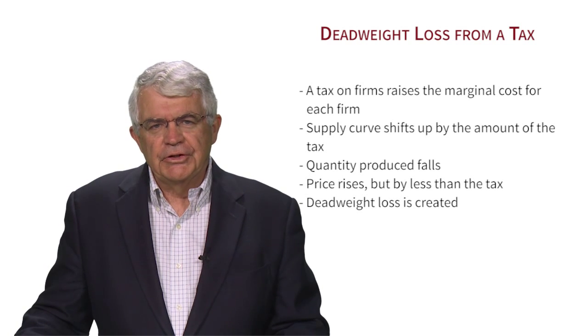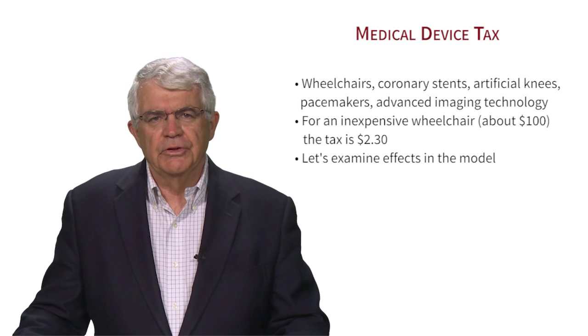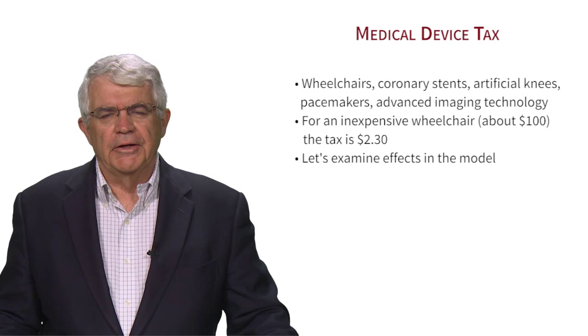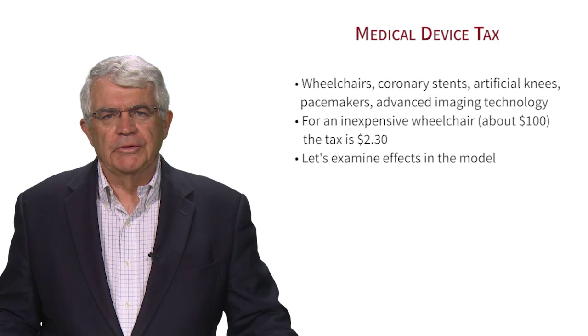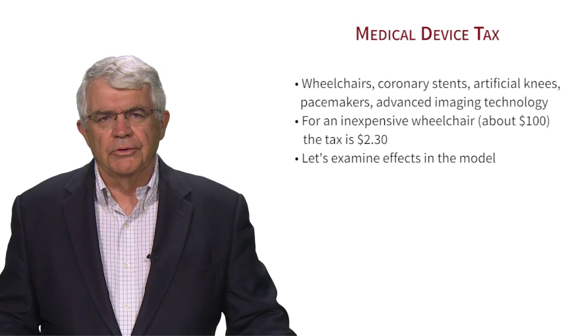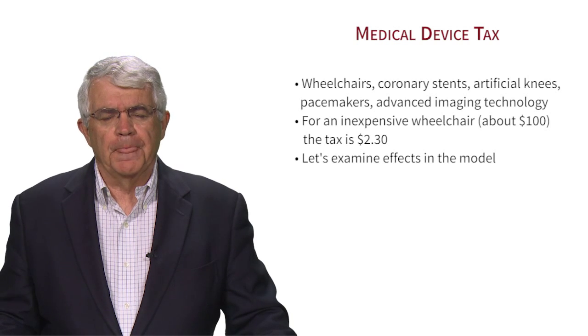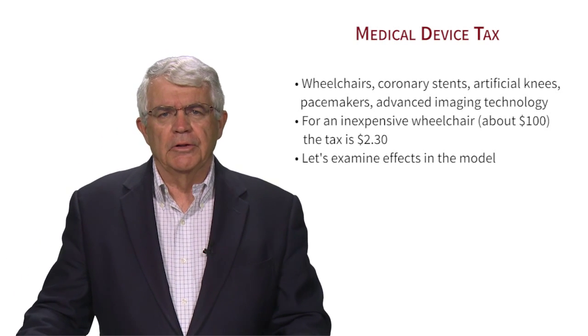So let's look at the supply and demand diagram and see how that works. Let's do it in the case of something that's discussed a lot from time to time, a tax on a particular device. This is what's called the medical device tax, where firms pay a certain amount of tax when they produce a medical device. For example, if an inexpensive wheelchair costs $100, the tax is $2.30. So let's use this example to illustrate the impact of the tax and the deadweight loss.